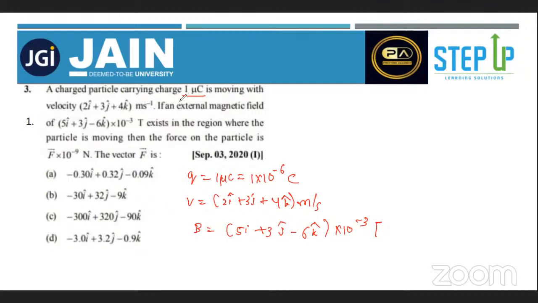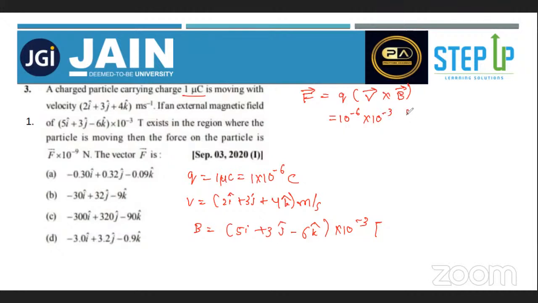Okay, so for the vector of the force, the formula we use is the Lorentz force: F vector is equal to Q into the product of velocity vector and B vector. So it's V cross B. I know the value here. This will be 10 raised to minus 6, and because I have 10 raised to minus 3 for B, I'll write that also outside, 10 raised to minus 3.